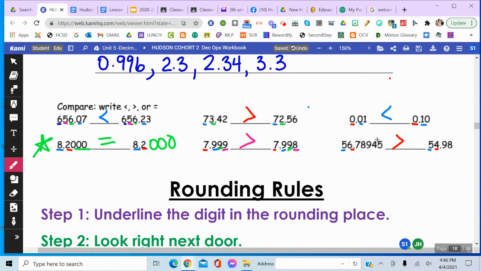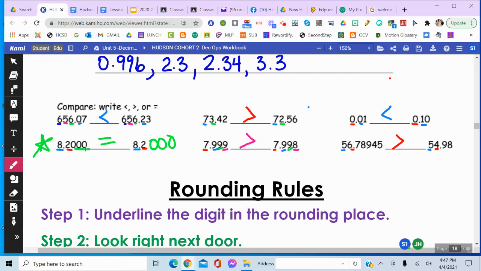So if you go digit by digit, and you can see I underlined them in different colors just to make it stand out a little bit, you realize that very easily you're able to see which one's bigger or smaller. The rest of the digits don't matter. And just remember, anytime I add zeros to the right of a number, as long as it's after a decimal point, I can add as many zeros as I want. It's not going to change the value of the number.